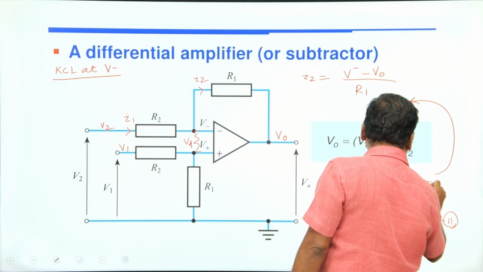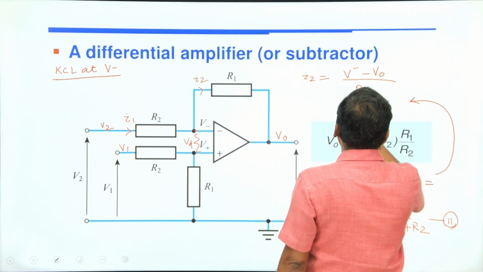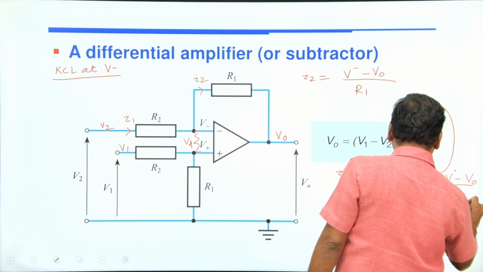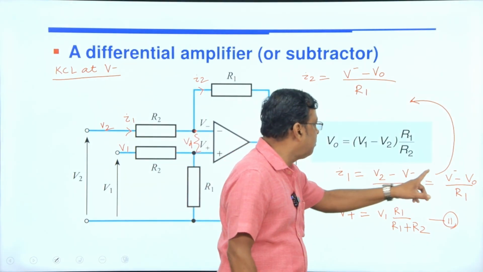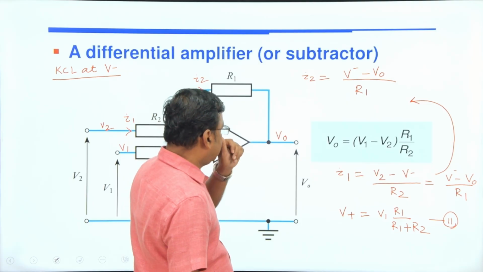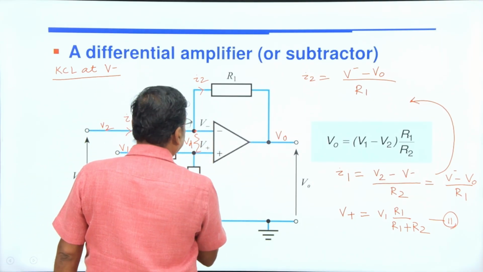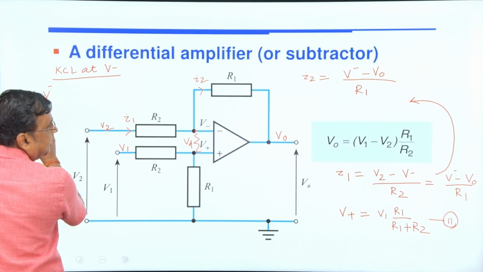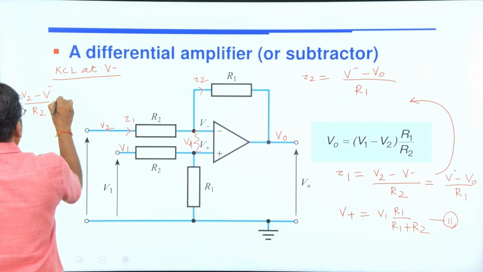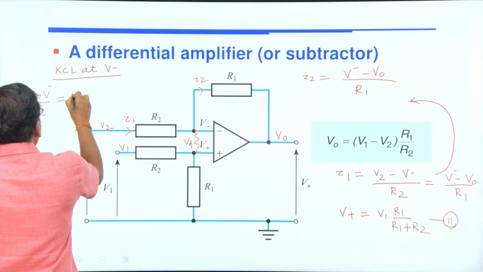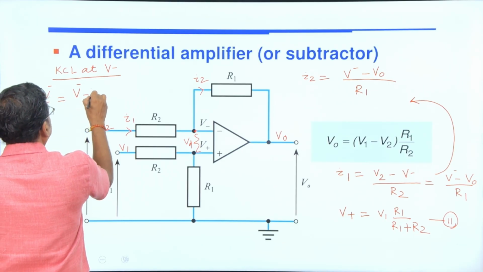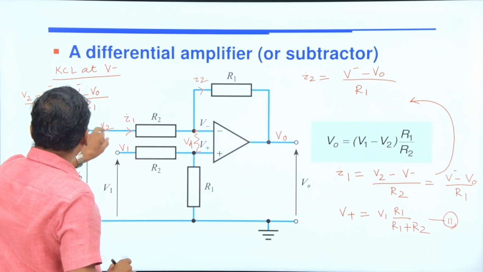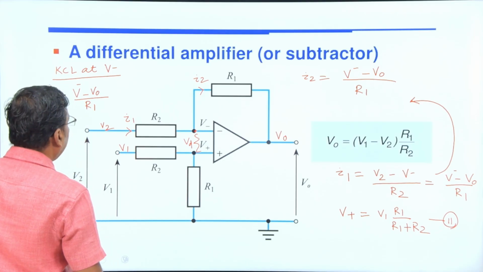From this relation, I1 equals I2, so I1 is equal to V minus V0 divided by R1. From this you will find the potential at V minus. So from this, V2 minus V minus by R2 equals V minus V0 by R1. Okay, so I1 equals I2, and from this expression you will find V minus.